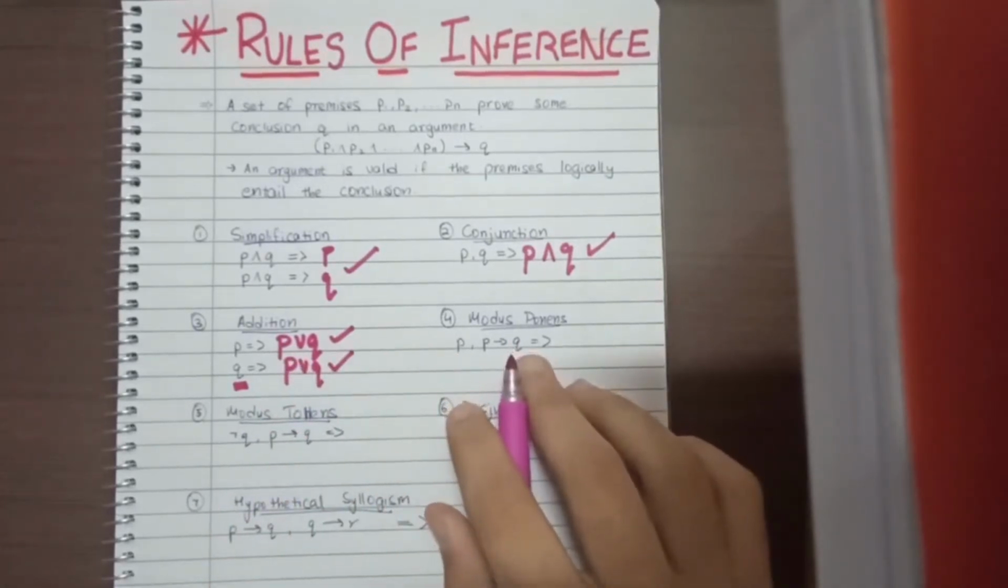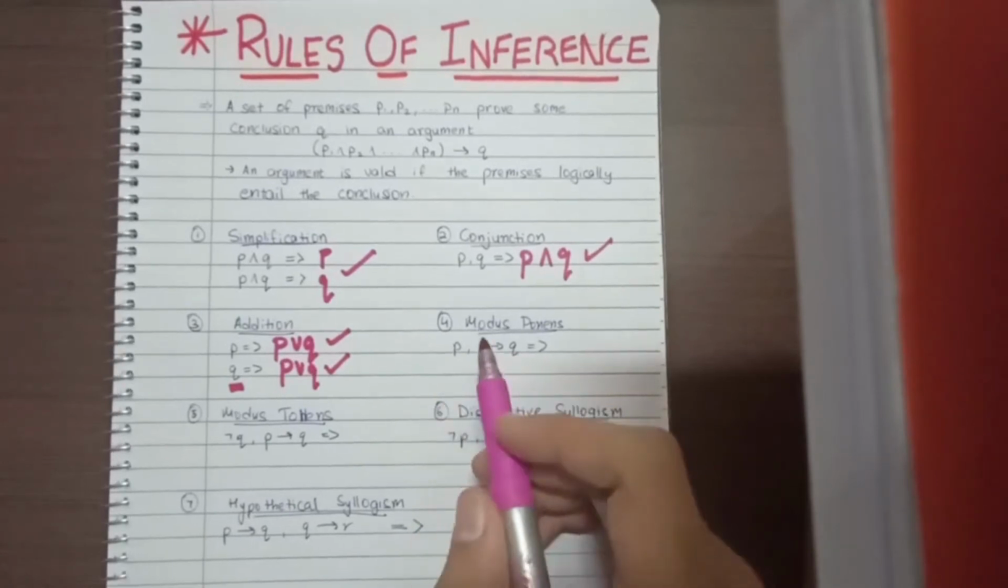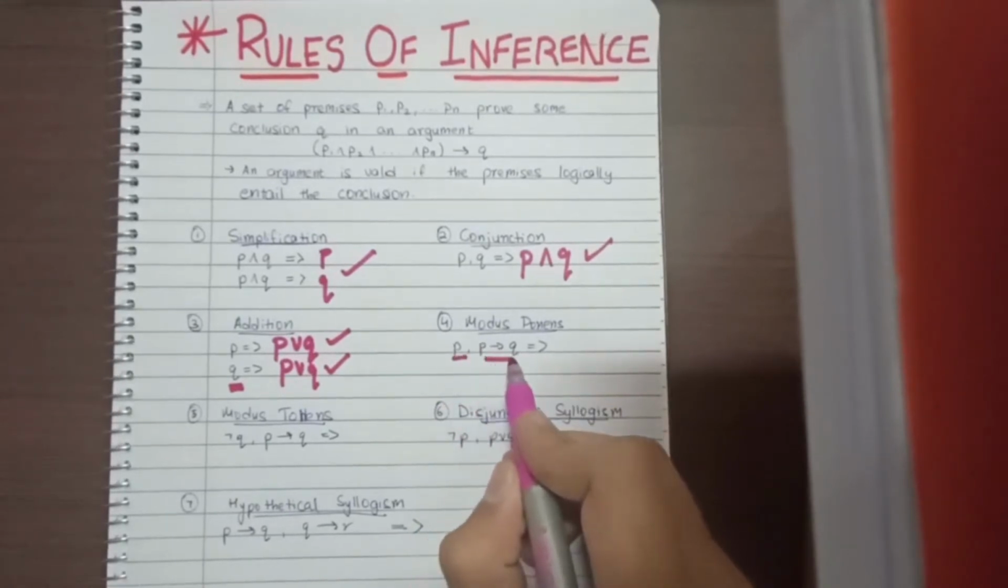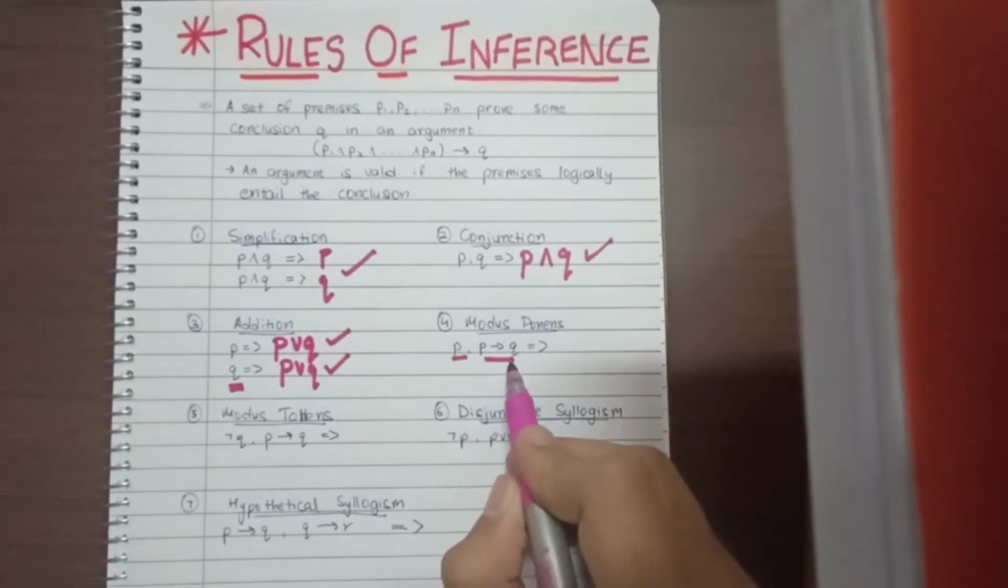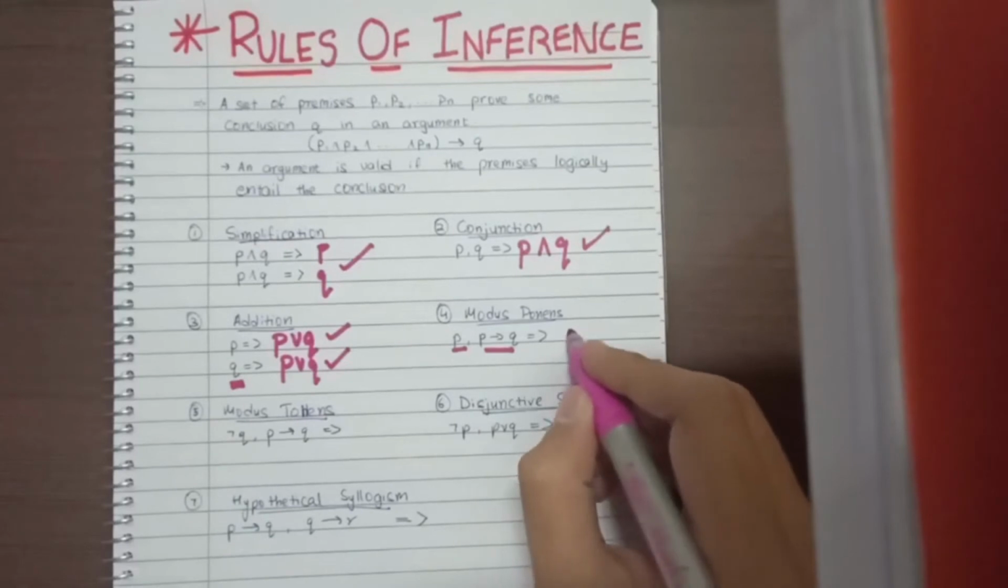Now we have modus ponens. According to this rule, if we have P as true and P implies Q also as true, that is, if P is true then Q is true, then we can say that Q is also true.